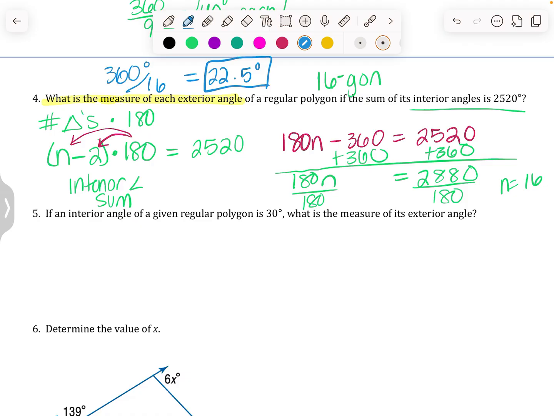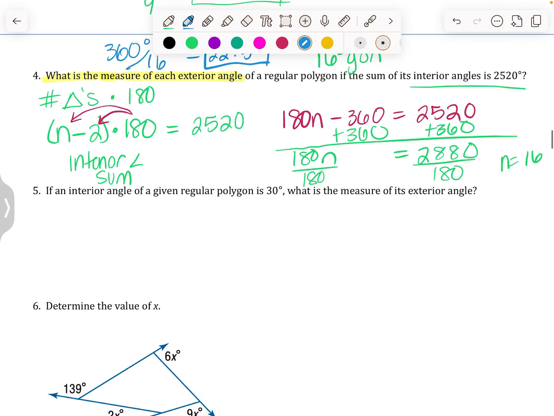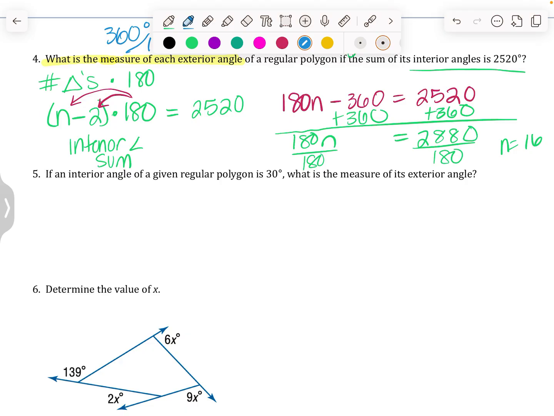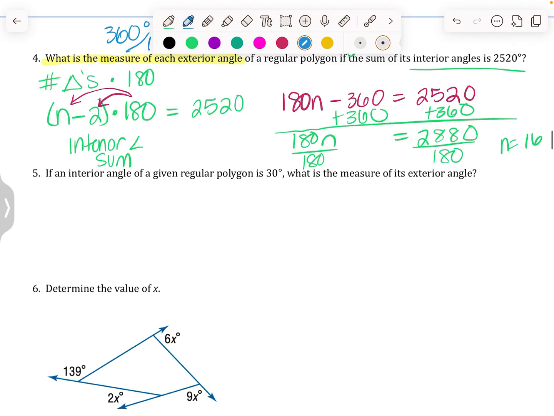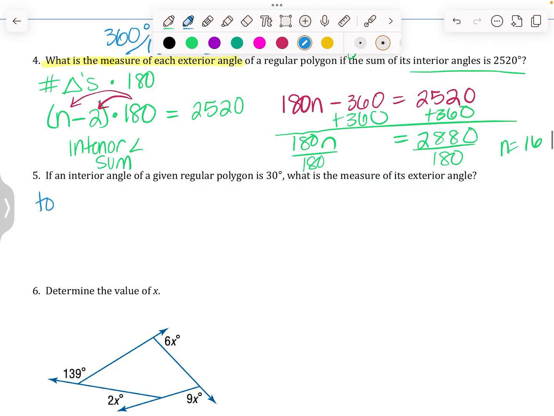If the interior angle of a given regular polygon is 30 degrees, what's the measure of its exterior angles? So if the interior angle of a regular polygon is 30 degrees, we're going to have to work backwards again like we did in the last examples. Remember that to find each interior angle of a regular polygon, we have to figure out the total and then divide it by the number of sides. That's how we figure out each angle.